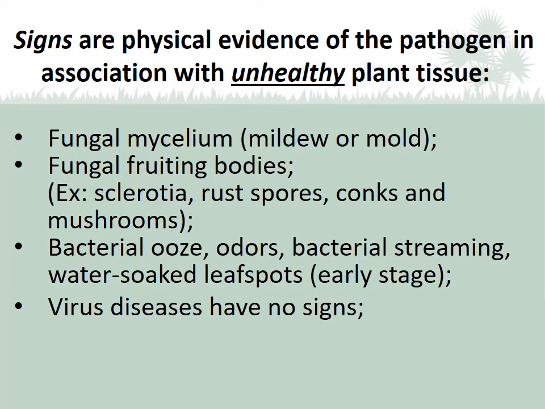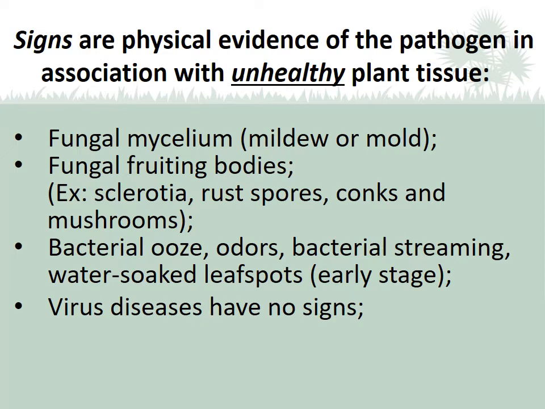So there are numerous examples of this. Think of fungal mycelium, which would be the mildew or the mold that we see from a fungi. So powdery mildew would be a good example. Gray mold on strawberries would be another example. Fungal fruiting bodies, think of sclerotia or rust spores. So think of any corn rust you may have seen. That's an actual sign of the fungus that you're looking at, not a symptom.